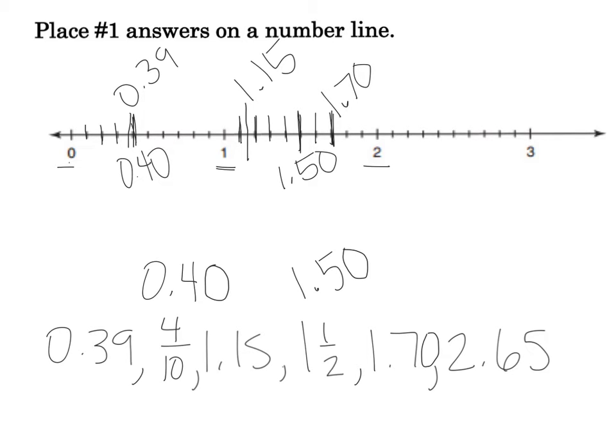And our last one, 2 65 hundredths. We know that's between 2 and 3. So we'll keep counting. So 2 10 hundredths, 2 20 hundredths, 2 30 hundredths, 2 40 hundredths, 2 50 hundredths, 2 60 hundredths, 2 70 hundredths. We know that's going to be right in between. So we have 2 65 hundredths.